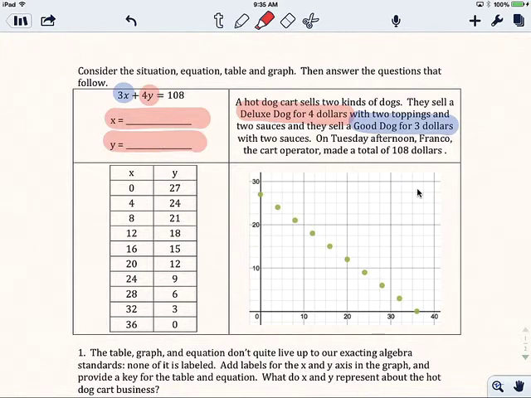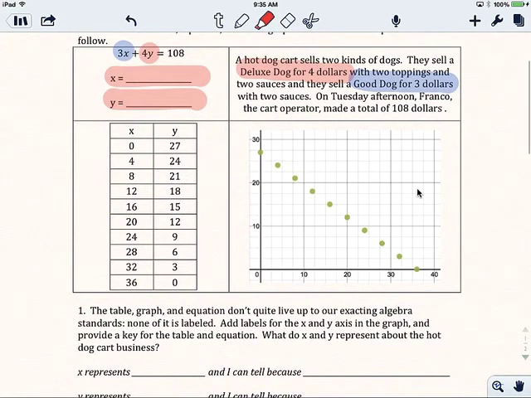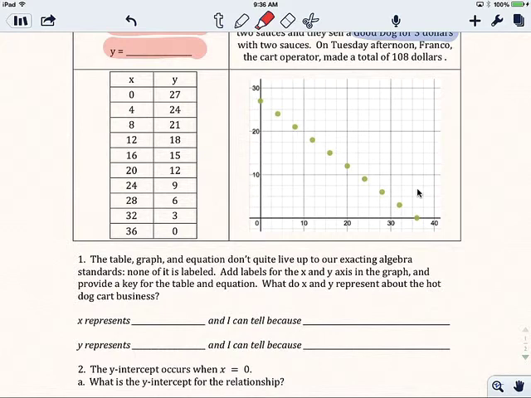Then I've got this table and this graph that seem to represent the same thing, or at least that's what it says. So let's try to engage the questions. The table, graph, and equation don't quite live up to our exacting algebra standards. None of it is labeled. Add labels for the x and y axis in the graph and provide a key for the table and equation. What do x and y represent about the hot dog cart business?